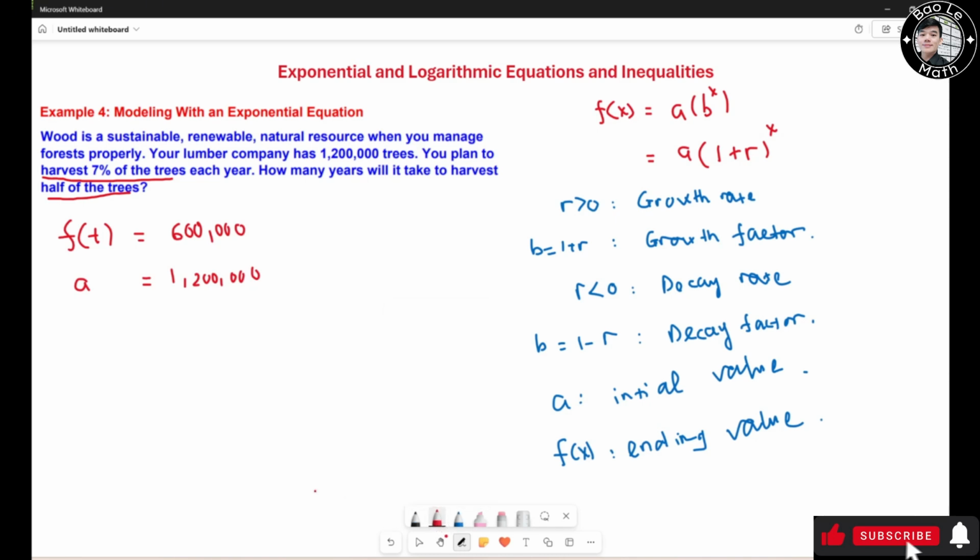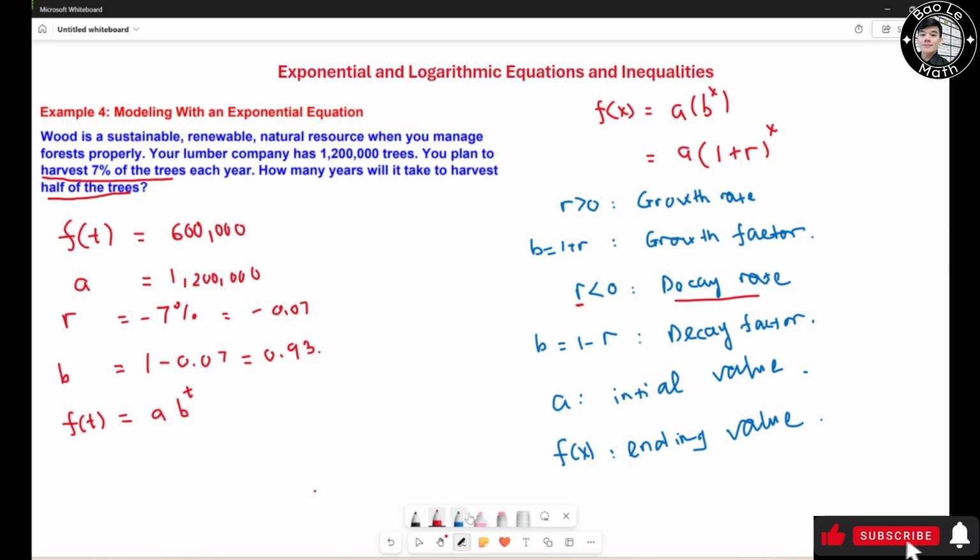The r right here is called the decay rate because it's going to be negative. So r is negative 7%, so it's going to be negative 0.07. And then b in this situation is going to be 1 minus 0.07, which is 0.93. And then you have the formula f of t equals a times b raised to the power of t.